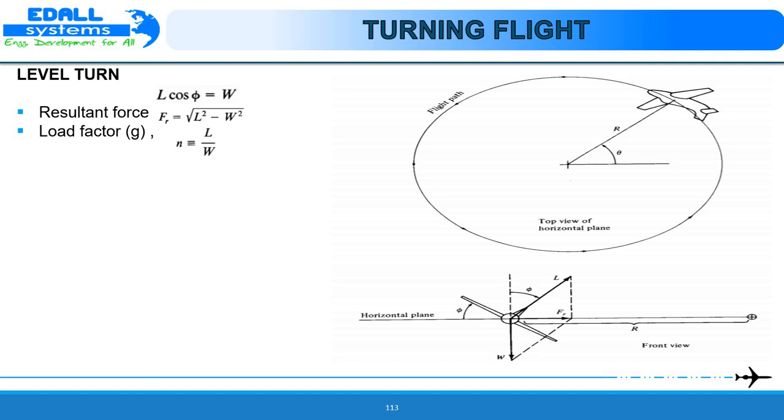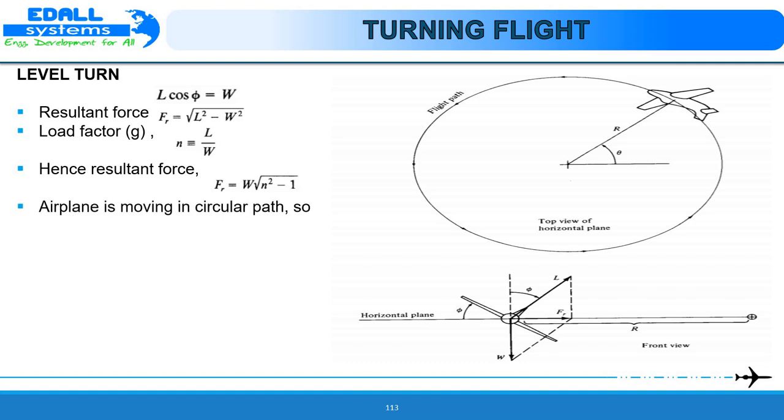The load factor is usually quoted in terms of G's. For example, an aeroplane with lift equal to 5 times the weight is said to be experiencing a load factor of 5 G's. Hence, Fr can be written as W root of n square minus 1.